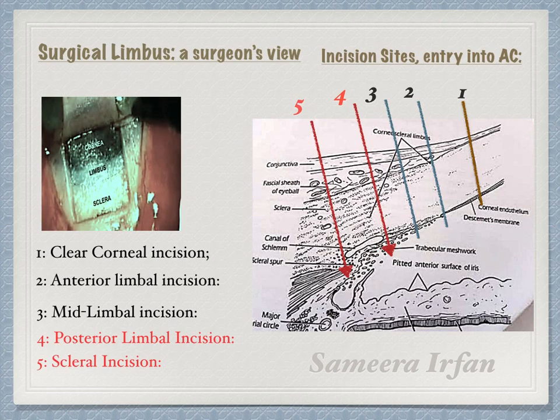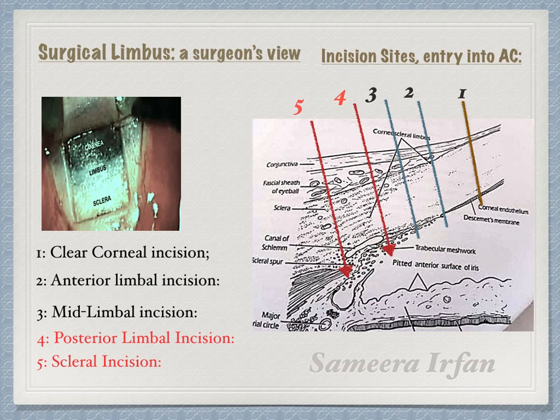So you can see clearly the surgeon's view as shown in the figure, where the clear cornea is seen, and then the limbal area extends for about 2 millimeters, in which the gray zone is clearly visible, and then posteriorly the sclera is seen.